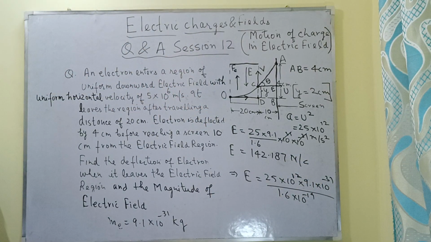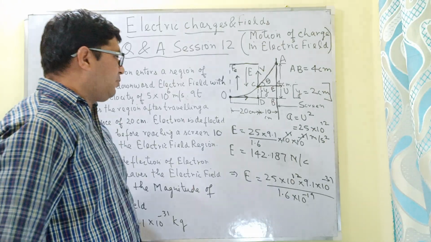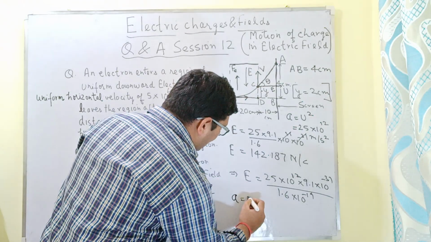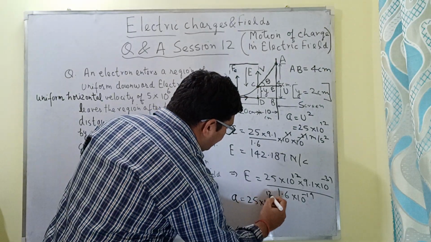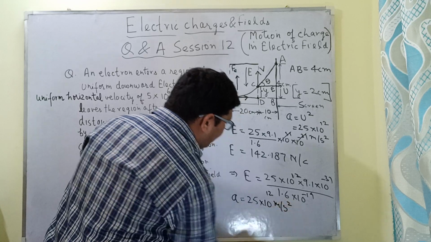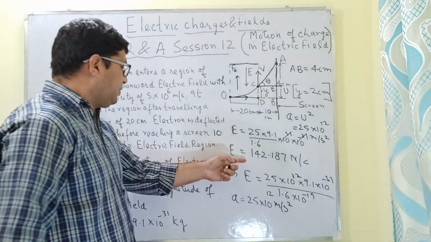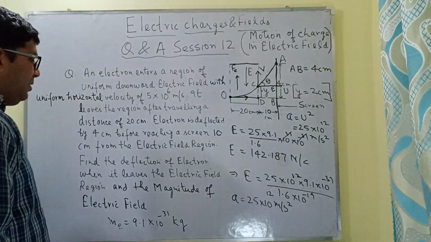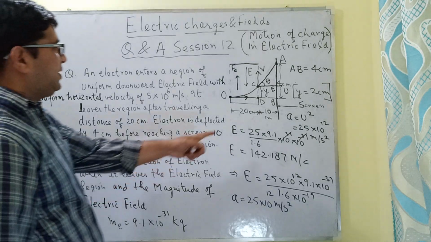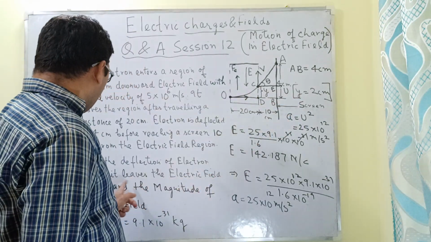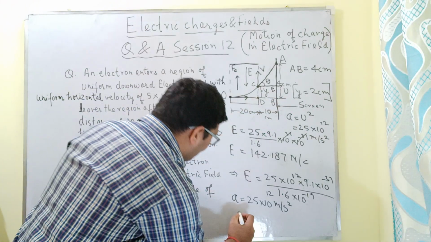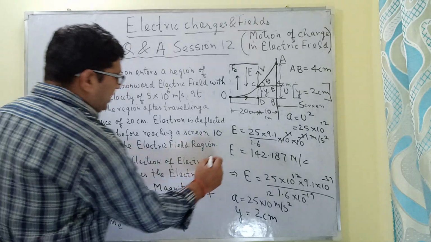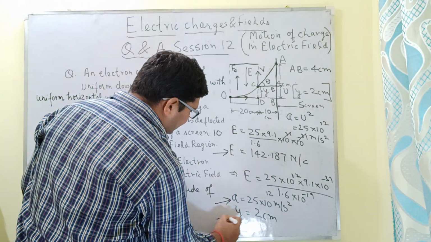So in this way we have solved this question. We have calculated three things here. The acceleration of the charge was 25 into 10 to the power 12 meter per second square. The value of the intensity of the electric field is equal to 142.187 newton per coulomb. And we have also found the deflection of this electron when it leaves the electric field, which was y is equal to 2 centimeter. So these were the three important things which we have found in this question.